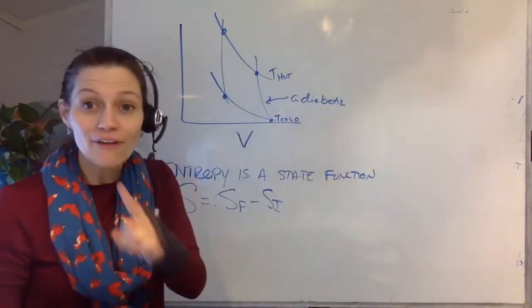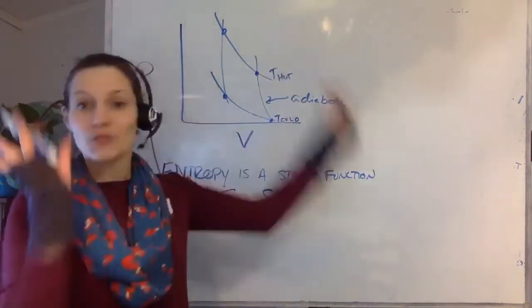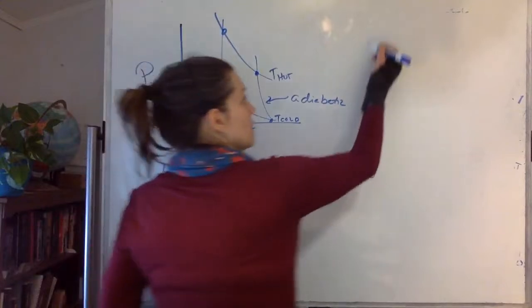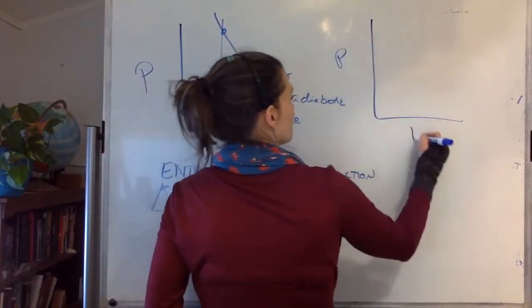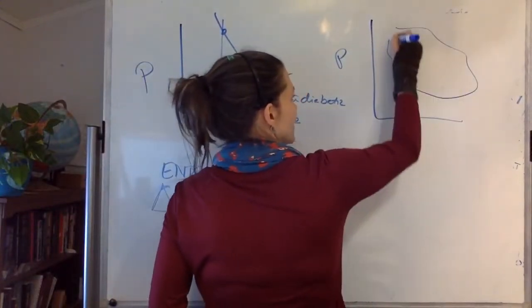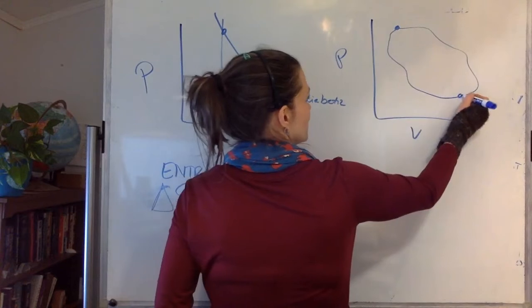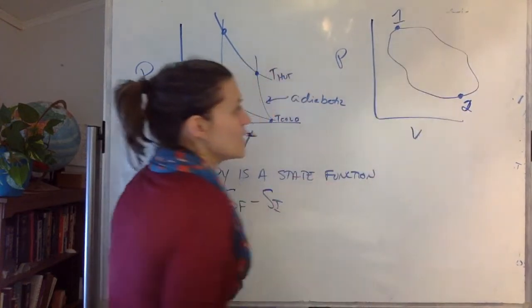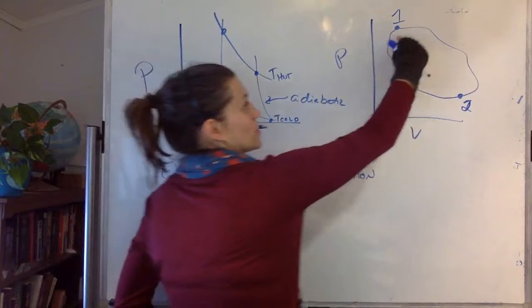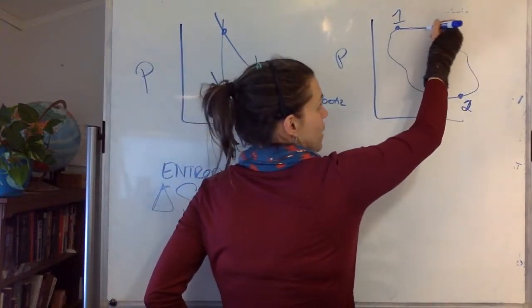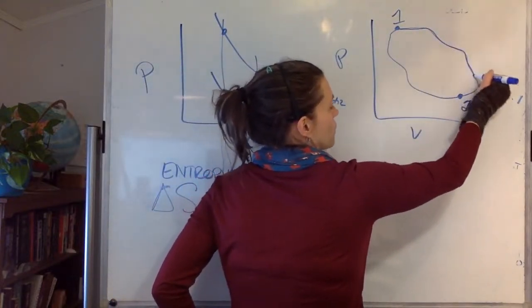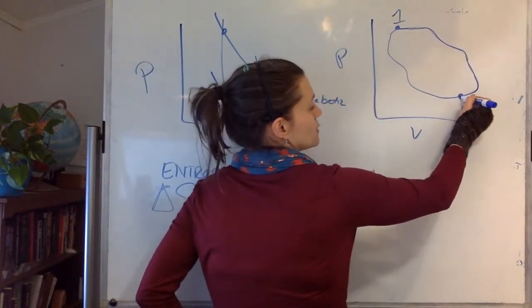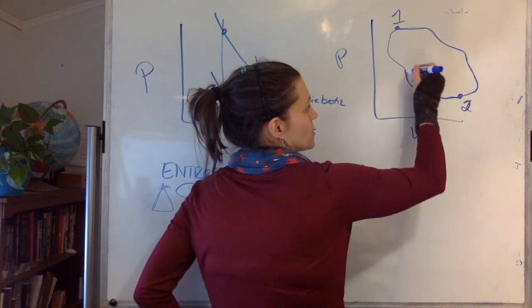Okay, so if I had some arbitrary cycle on a pressure-volume diagram, let's say it looked like this. So there's step 1, this is step 2, this is step 1. Let's say my first cycle goes along this wonky path, and then the next path is this. What is the function?